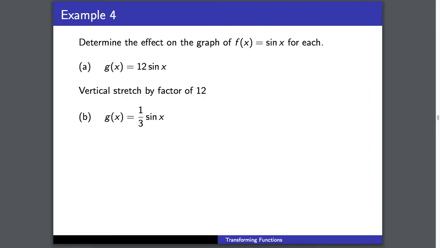For 1/3 sine of x, we have 1/3 is between 0 and 1. So it's a vertical compression, and the factor is the reciprocal of 1/3, which is 3.